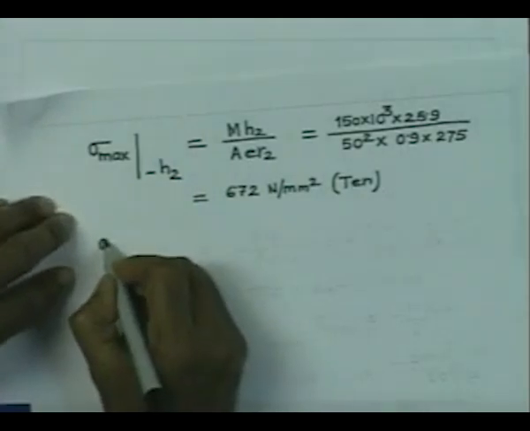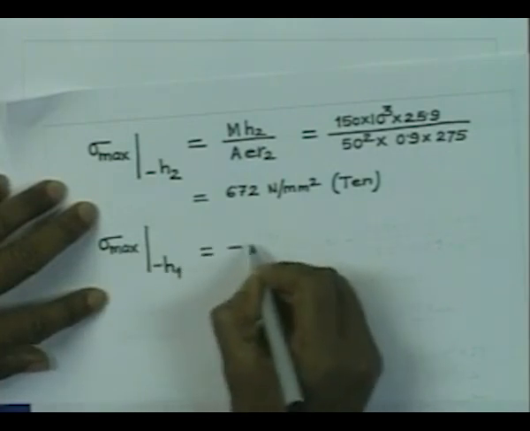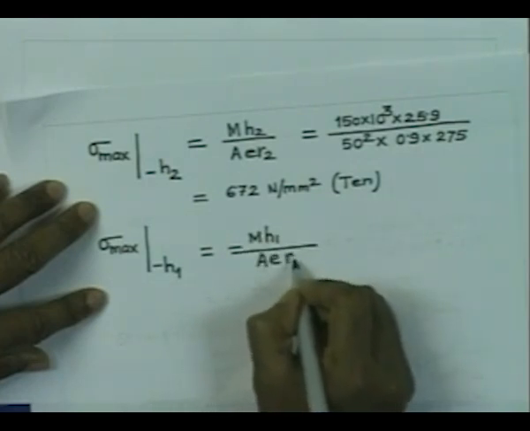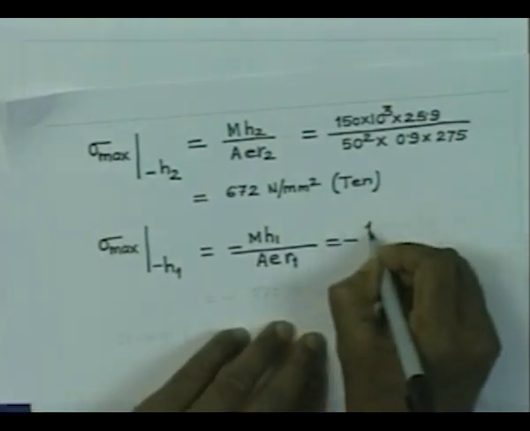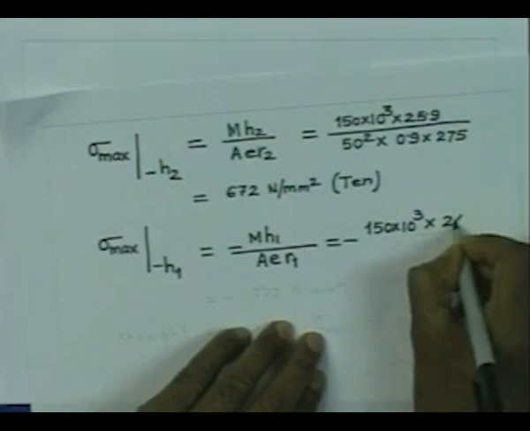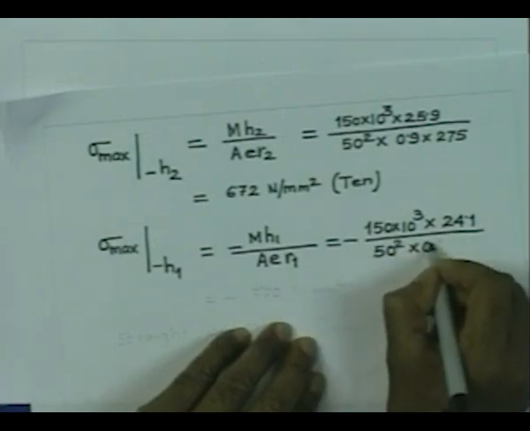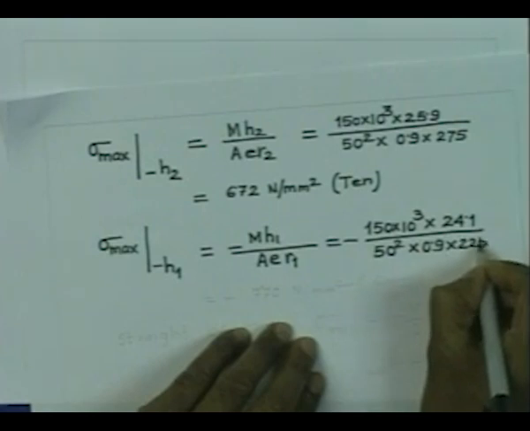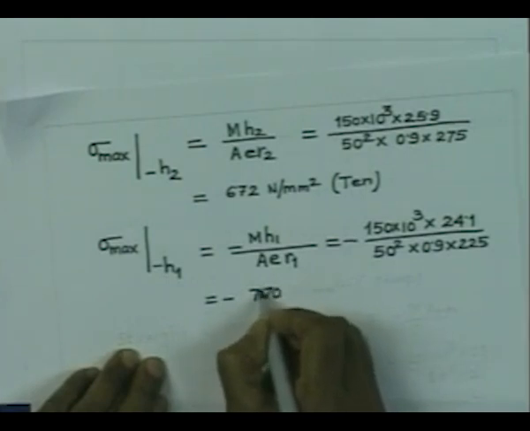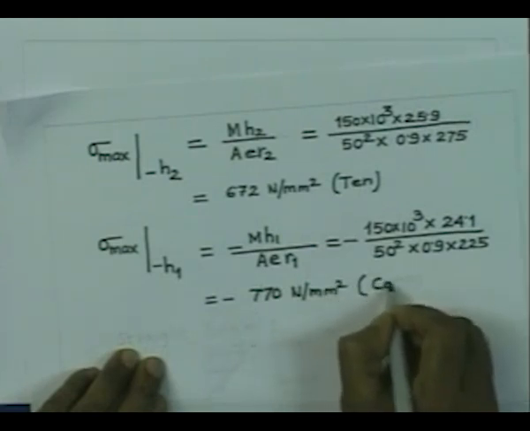Similarly, the stress at the top fiber is equal to minus M h1 by A e R1, which is 150 into 10 to the power 3 into 24.1 divided by 50 square into 0.9 into 225, and if we simplify, this gives us 7.70 Newton per millimeter square, and this stress is compressive stress.